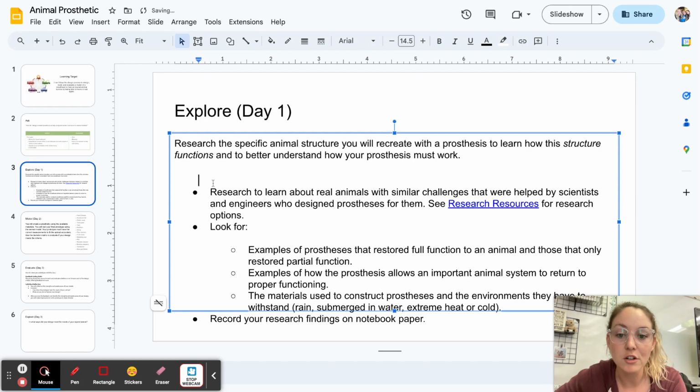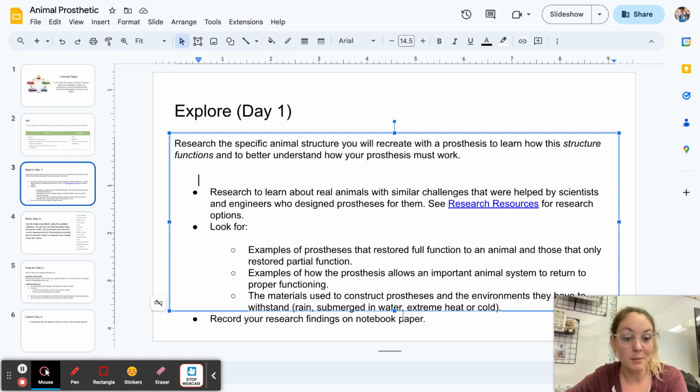You need to research to learn about real animals with similar challenges. So in the real world, you are not the first person to create a prosthetic for an eagle or a turtle or a dolphin. So I want you to find examples of when engineers have already created like a dolphin tail or a robin's wing. Examples of the prosthetic restored to full function or even partial function. So I want you to be looking at that.